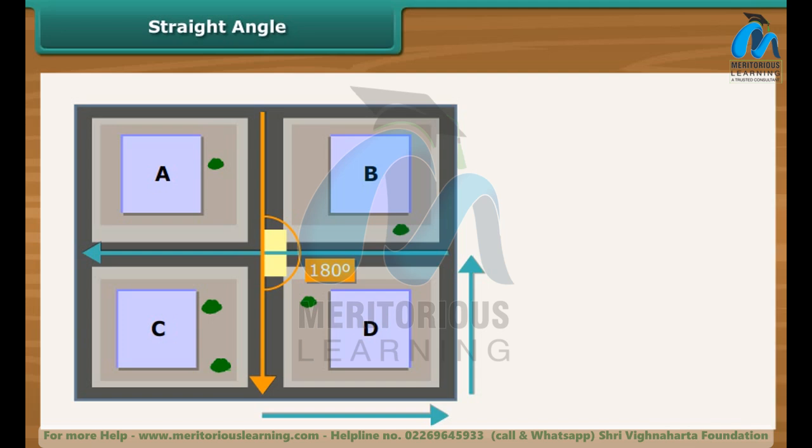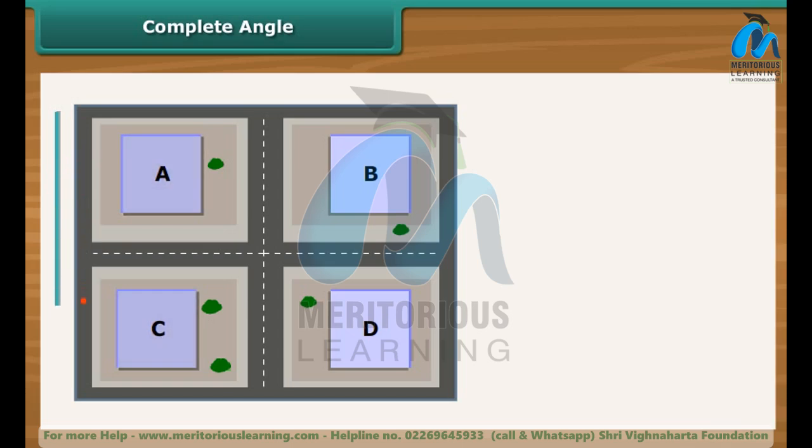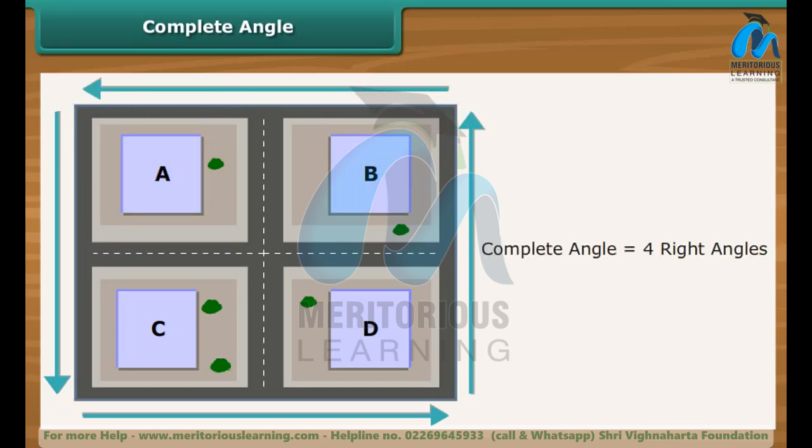Rajiv covers another straight angle in this jogging route. Can you identify it? Yes. When he jogs from pocket B to pocket A, he covers another straight angle. Complete angle. Let us take a second look at the first route that Rajiv takes for jogging. He jogs from pocket A to C to D to B and then back to A. In a single round, he covers 4 right angles. In other words, he covers a complete angle of 360 degrees.